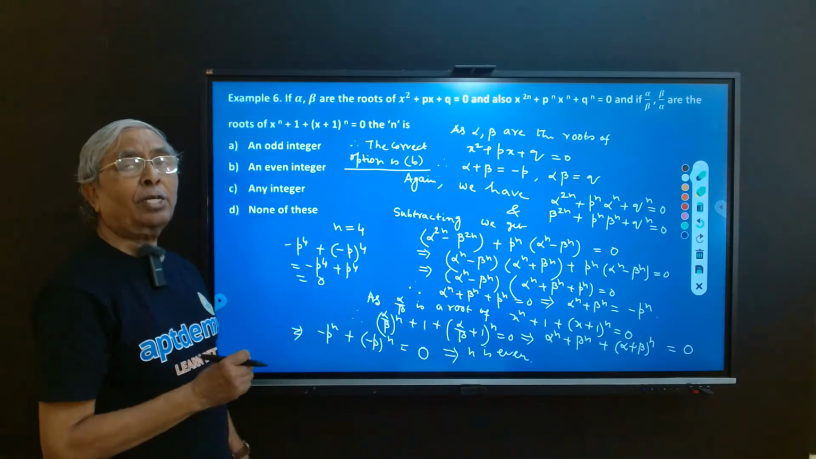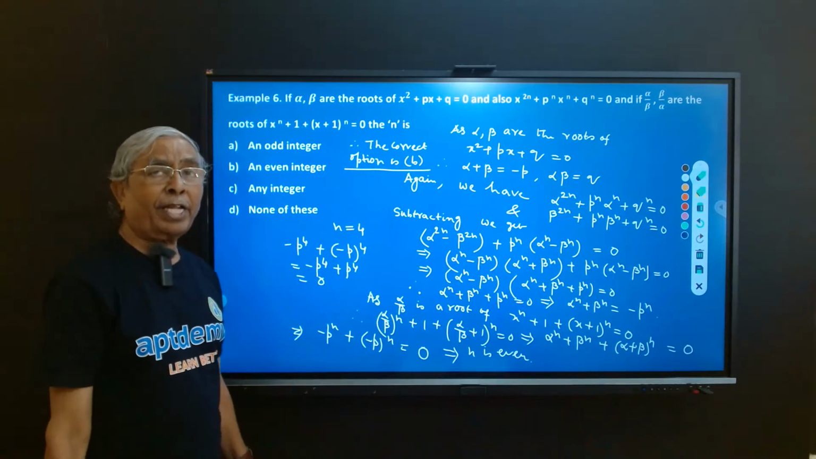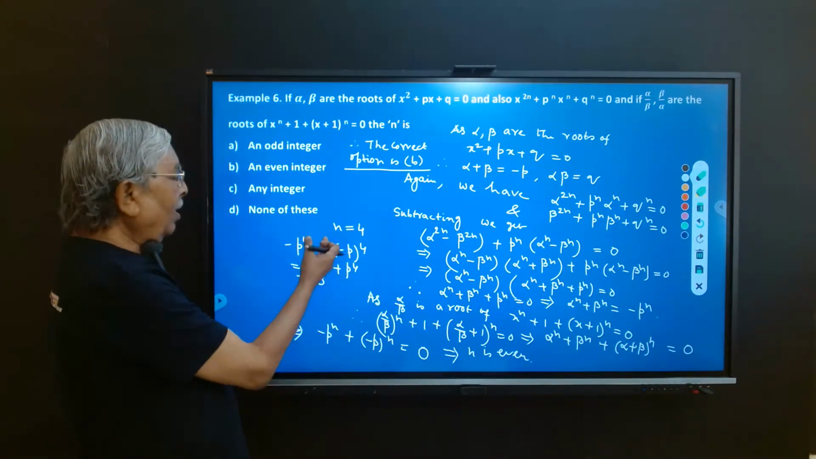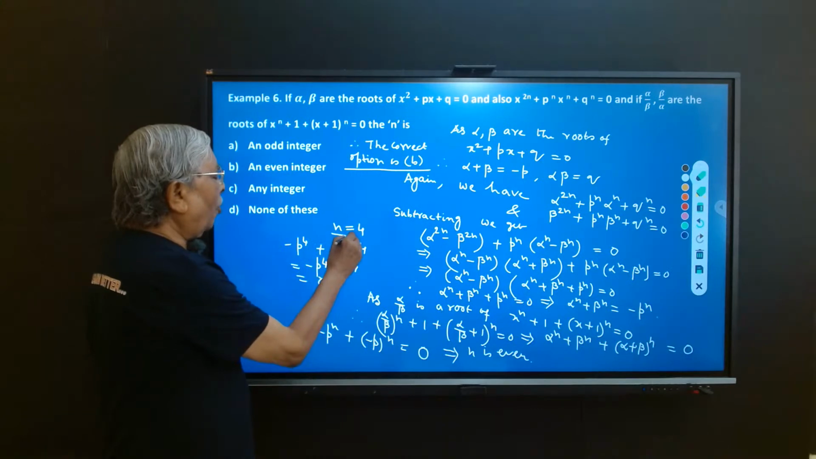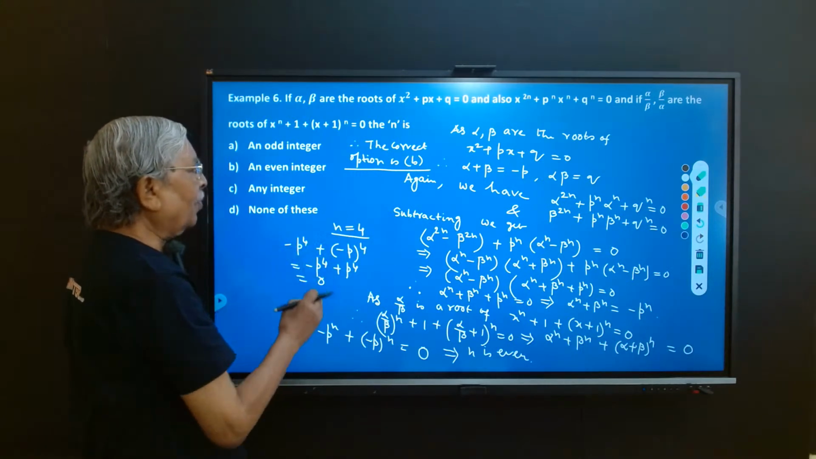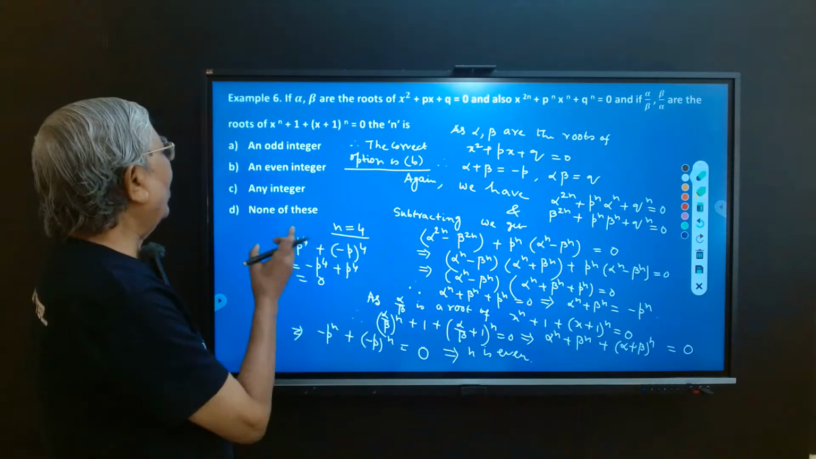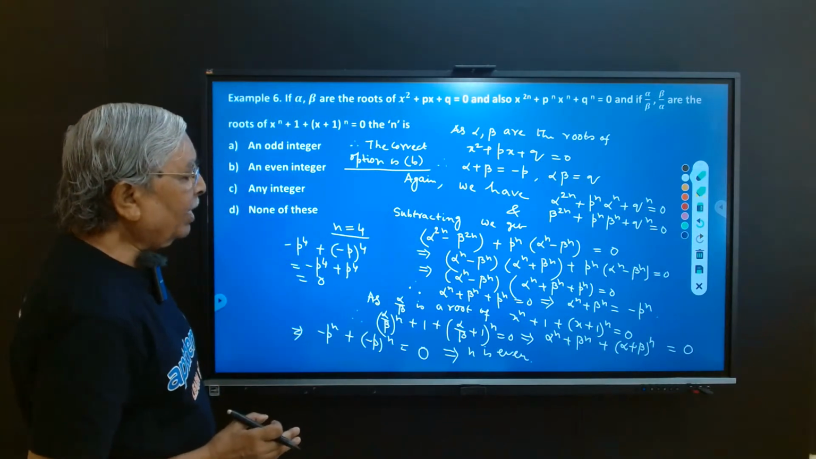This equality will be satisfied only when n is even. I have taken an example. Suppose n is an even number, so 4. So this relation is satisfied. So the correct option is B. Why? Because n is an even integer.